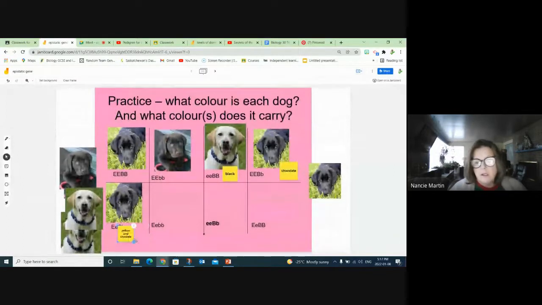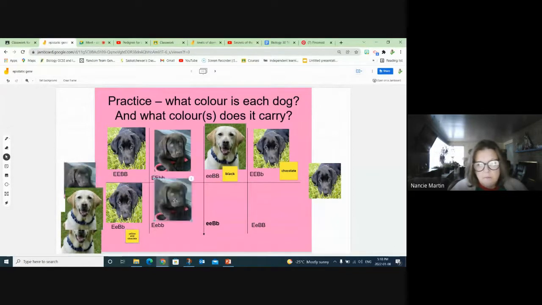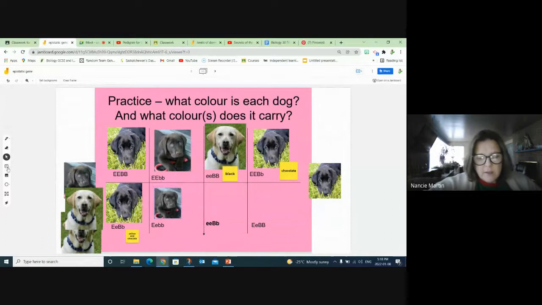Okay. Now this one here, we can see it's got two recessive B's. So it is going to be a chocolate lab, and it's got at least one big E. So it's not going to be yellow, but it is going to carry yellow. So let's find ourselves a chocolate lab. And we'll write down that it carries yellow.